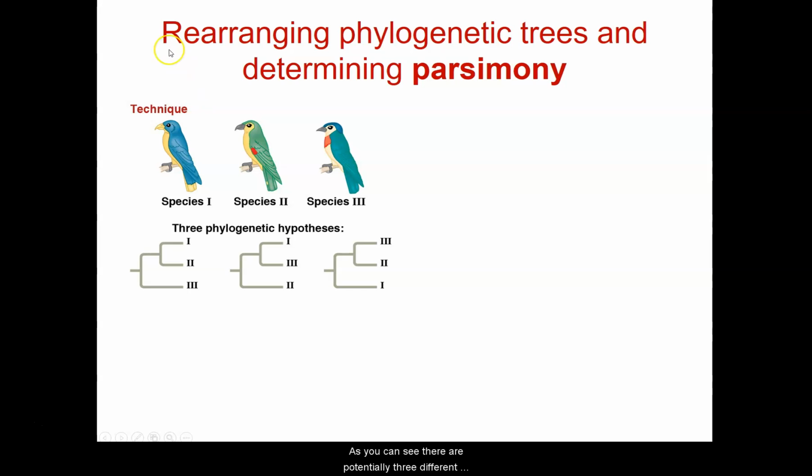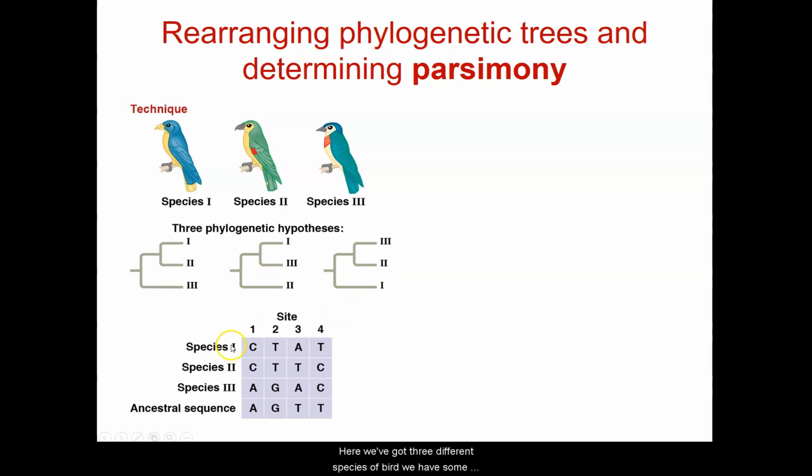As you can see, there are potentially three different hypothetical phylogenetic trees that you could have. Each of them has a different outgroup, and each of them has a different arrangement of this monophyletic sister group here. Again, phylogenetic trees are hypotheses, so now we need some data to see which hypothesis makes the most sense.